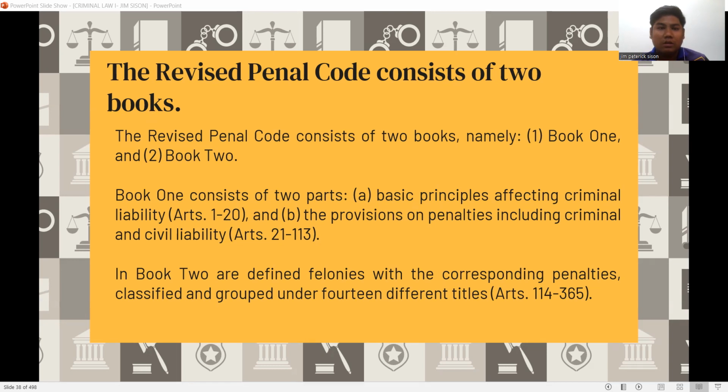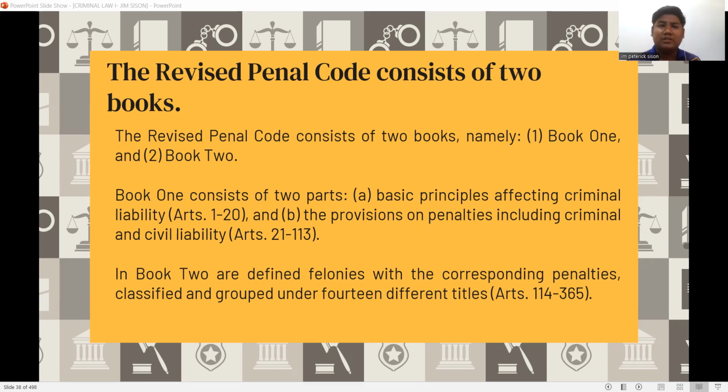And, God willing, if you are able to pass my subject, in the second semester we'll be focusing on Book 2. Book 2 defines felonies, like what is theft, what is robbery, what is homicide, with corresponding penalties, whether it's arresto menor, arresto mayor, prision correccional, prision mayor, reclusion temporal, or reclusion perpetua. Also in Book 2, the felonies are classified in groups under 14 different titles.